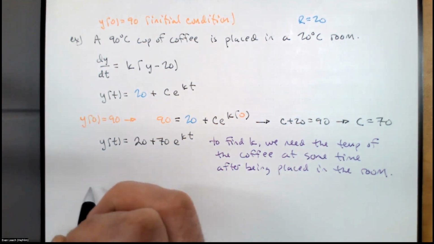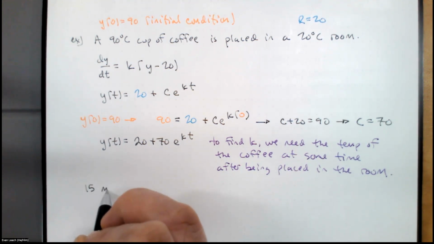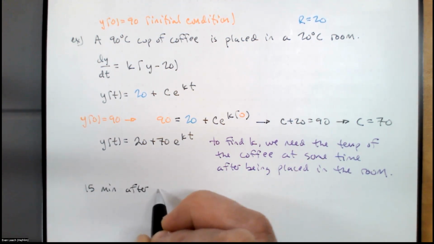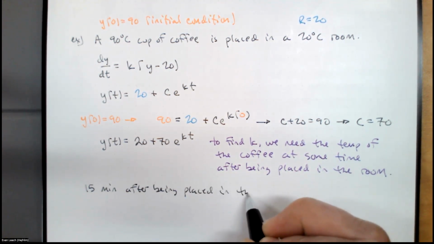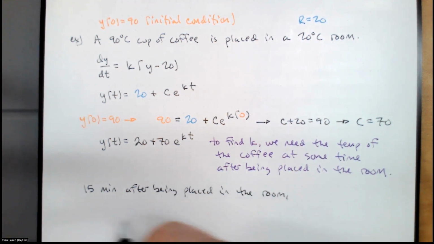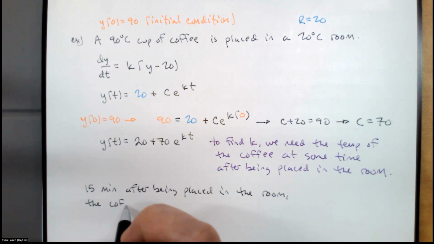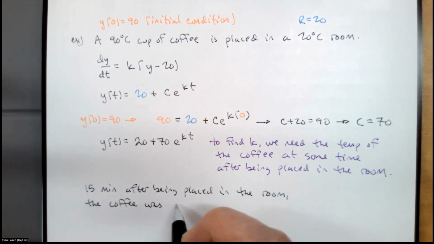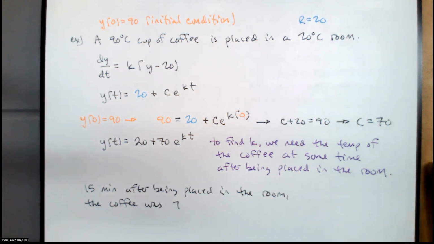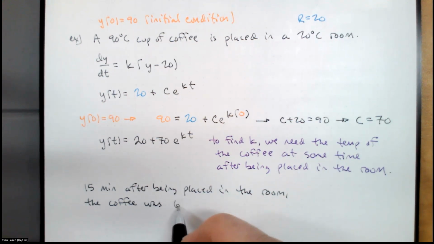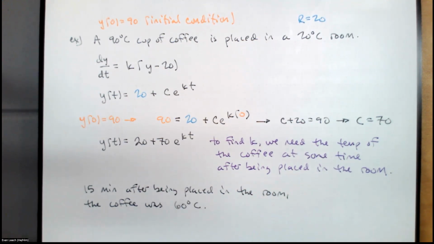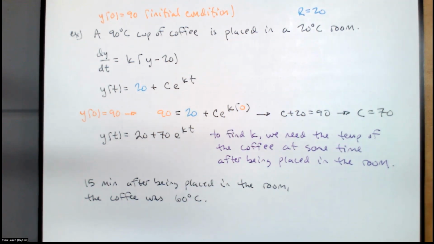So for example, if I knew that 15 minutes after being placed in the room, the temperature of the coffee was 60 degrees Celsius.